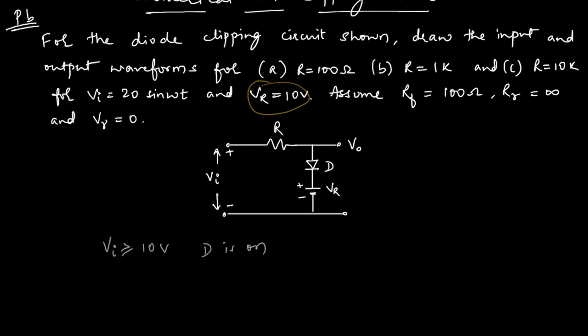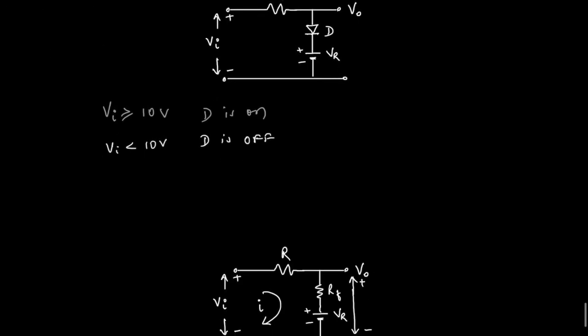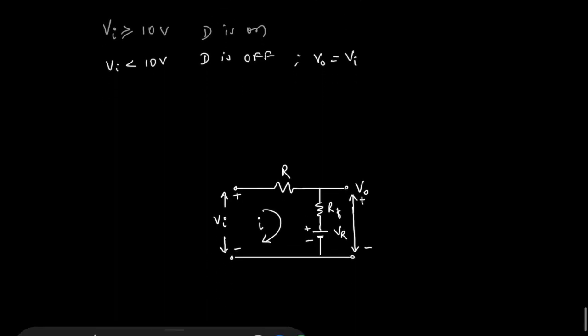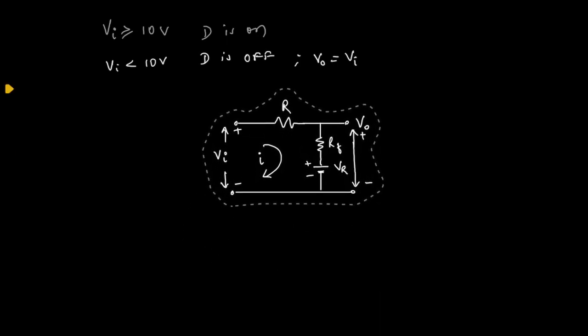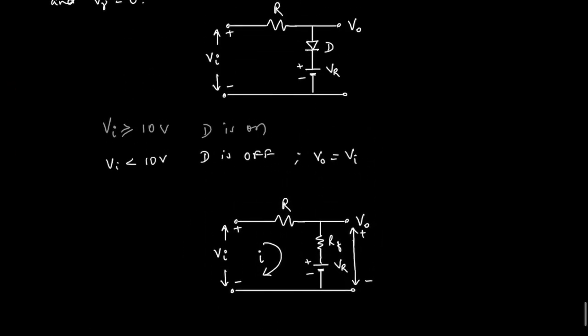Next, when Vi is less than 10 volt, D is off. Okay, and in that case, what will happen? In that case, V0 will be Vi. So this is the equivalent circuit of the above figure, correct? Equivalent circuit, we have simply replaced D with forward resistance when it is on.